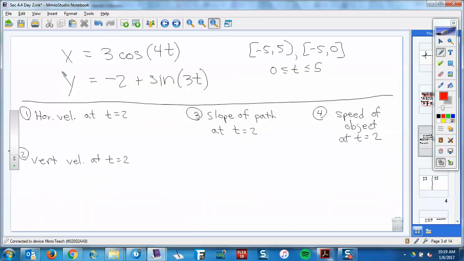So in your notes, I want you to do this problem right here. I want you to graph this with that x and y, and I've given you the t. I want you to find the horizontal velocity at 2. I want you to find the vertical velocity at 2. I want you to find the slope of the path at 2. I want you to find the speed of the object at 2. You've got to do all that. Those are all things we have to be able to do on the quiz.